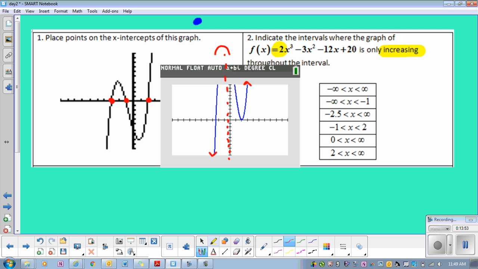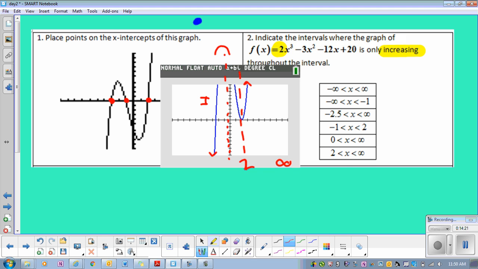Just what I'm thinking. So it's probably increasing from negative infinity to, I don't know, between 0 and negative 1. And then it decreases here, which I don't need. And then at 1, from 1 to infinity is also increasing. That's 2. Oh, I'm sorry, 2 to infinity is increasing.